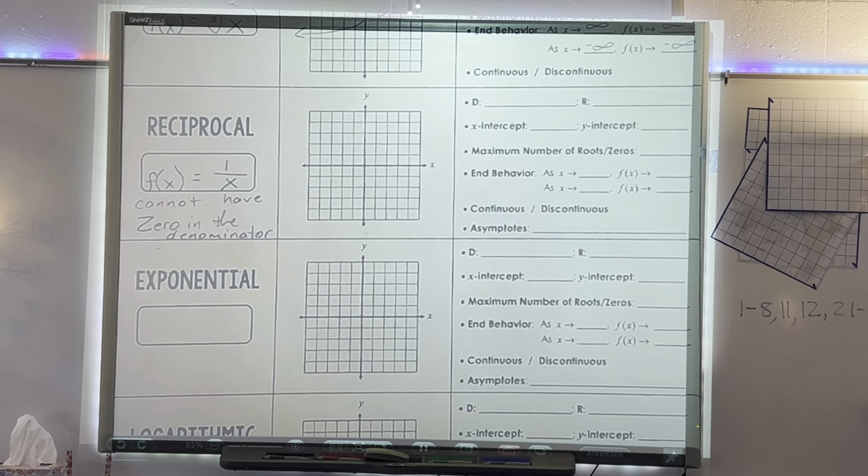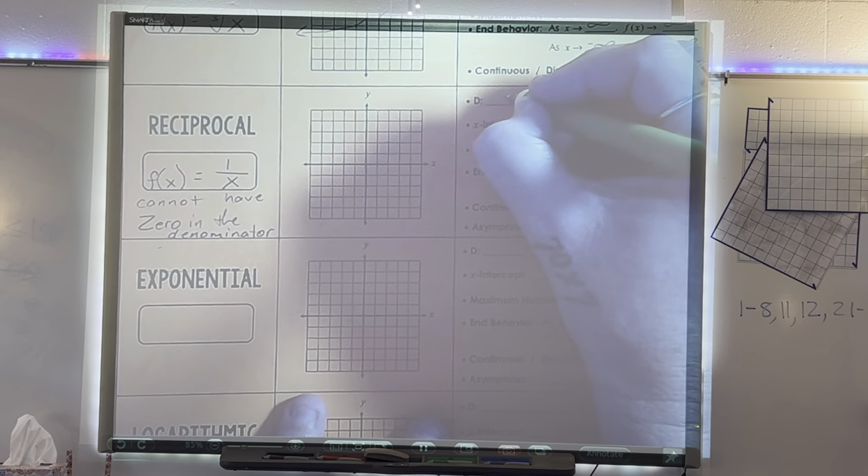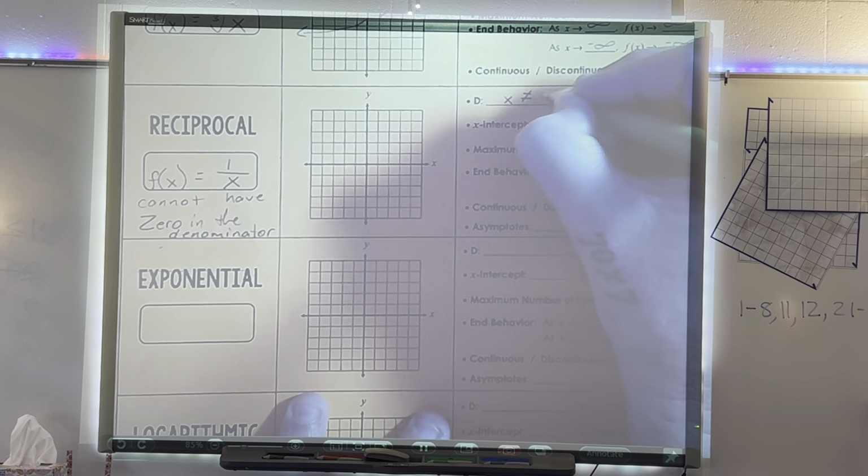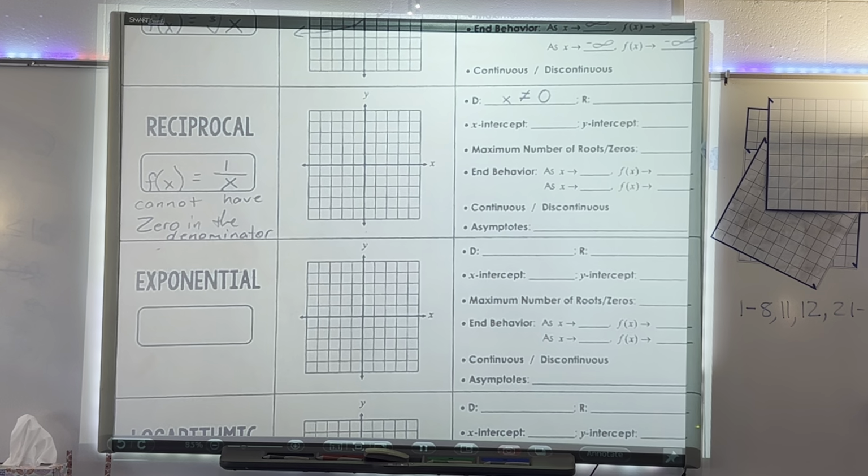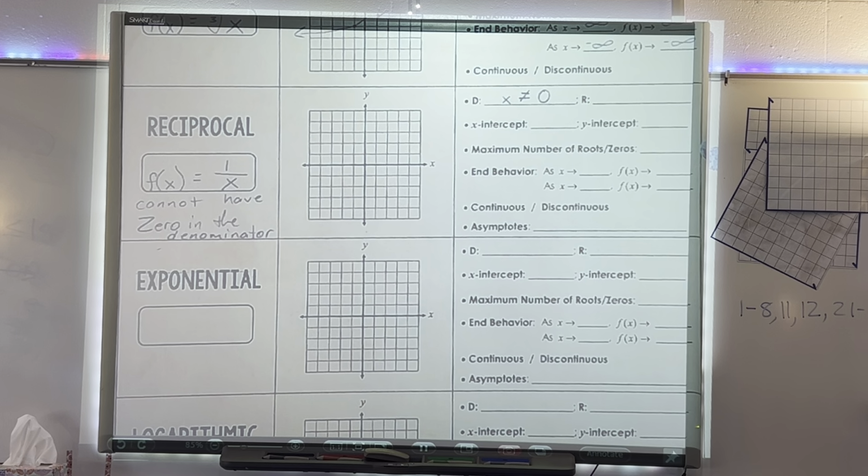So what that means for this parent function is x cannot be 0. Because that would cause me to have a 0 in the denominator, and it doesn't exist. So x cannot be 0. Any other number is okay. It just can't be 0.